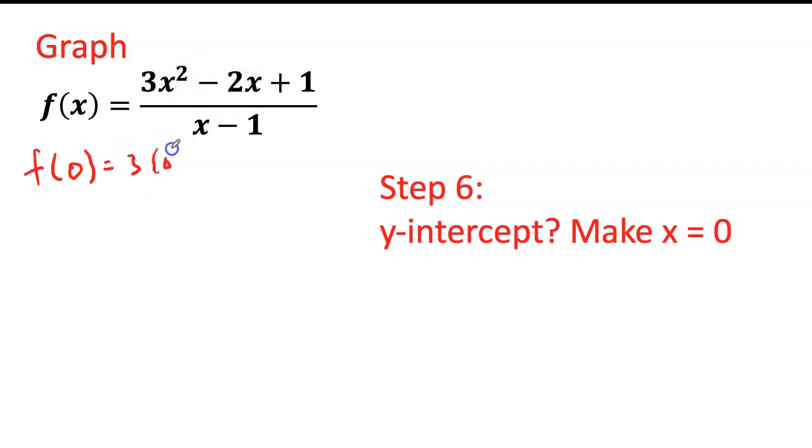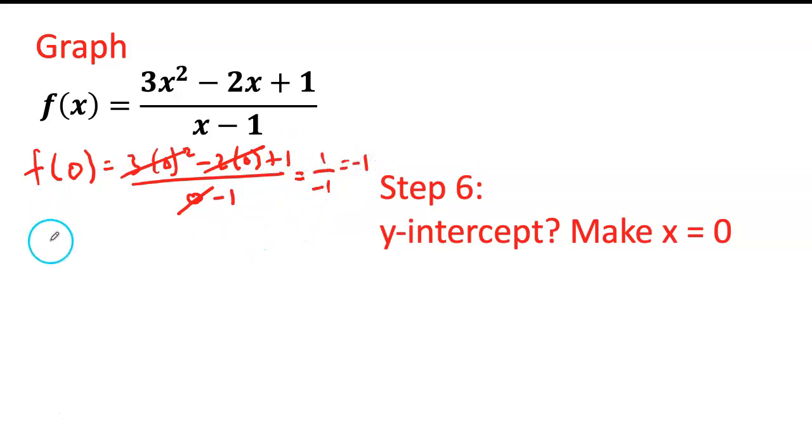So this is going to turn into a 0 minus 2 times 0 plus 1. So technically, wherever you see an x, guys, that's going to cancel out. So this cancels, this cancels, this cancels. So that means I'm going to have 1 over negative 1, which is negative 1. So my y-intercept is negative 1.